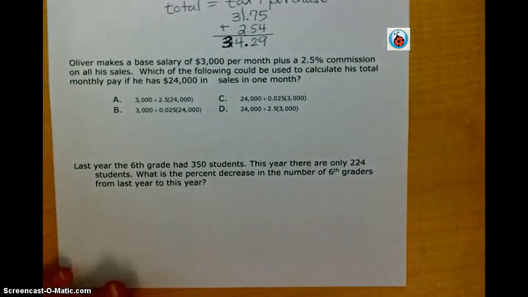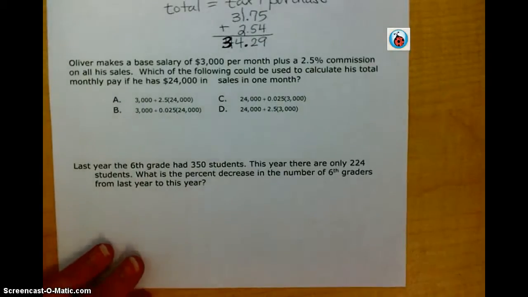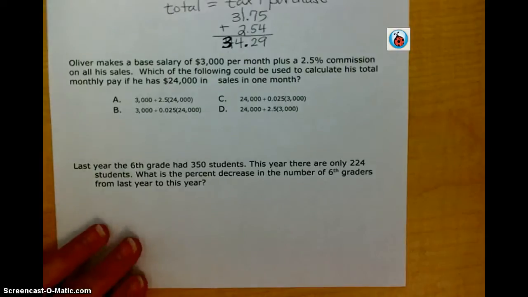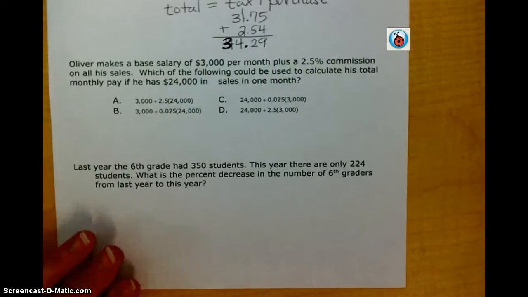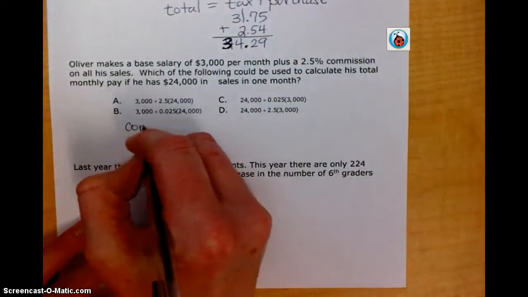Oliver makes a base salary of $3,000 per month, plus a 2.5% commission on all his sales. Which of the following could be used to calculate his total monthly pay if he has $24,000 in sales for 1 month?